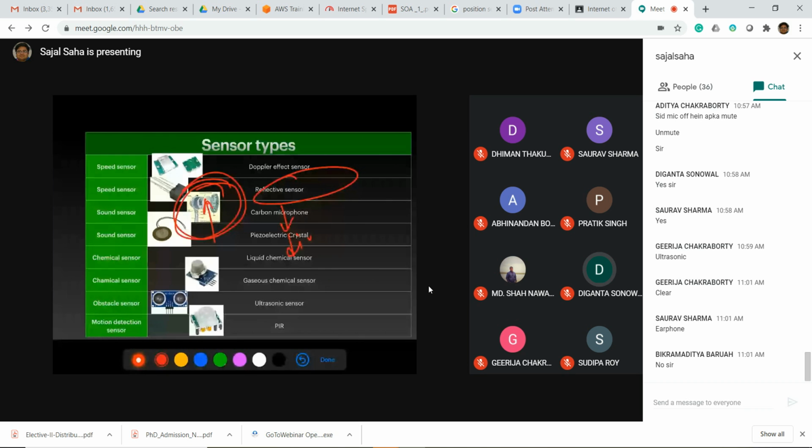Now, when my speech is coming, it is coming as a signal, and that signal has one frequency. Now, with that frequency, so it is hitting the diaphragm. With that frequency, it is hitting the diaphragm.